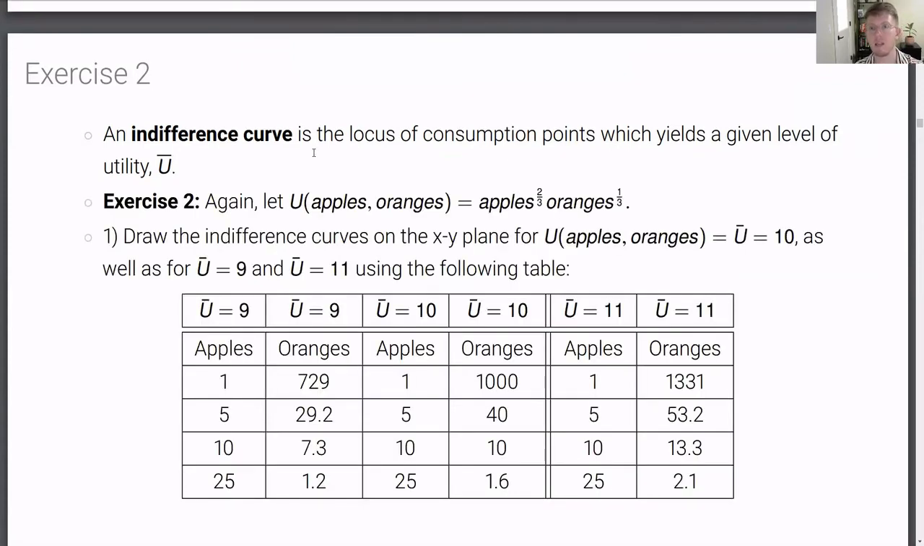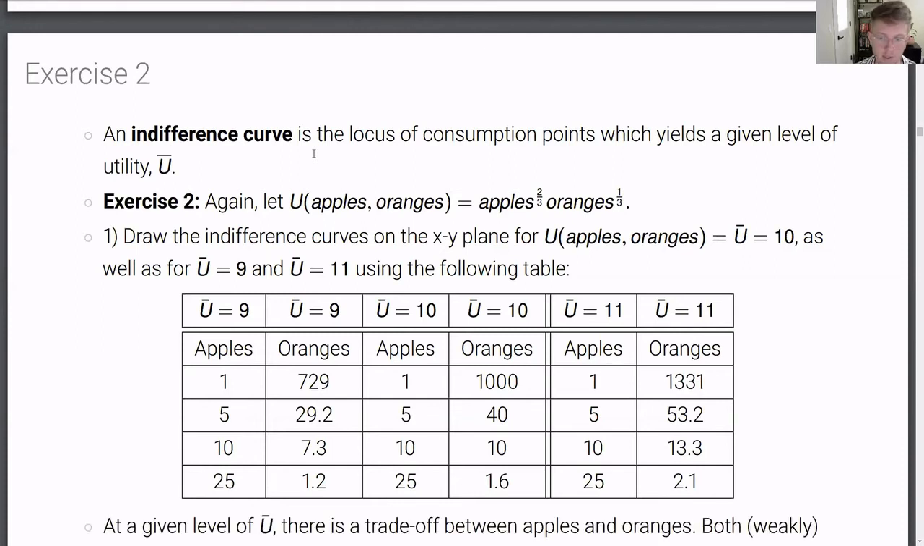Again, in exercise 2, let's use the same utility function, and we're going to draw the indifference curves for the combinations of apples and oranges such that utility equals 10, as well as 9 and 11, and we're going to use the following table. So this is just going to give us various combinations of apples and oranges such that our utilities are the given numbers that we have there.